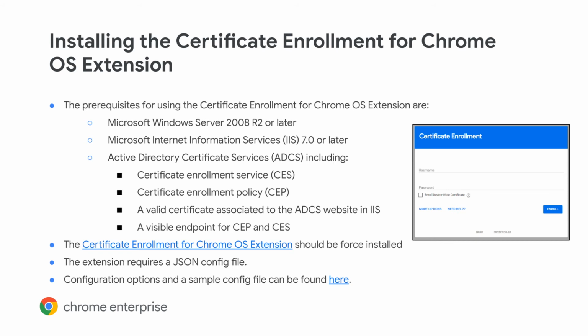The Certificate Enrollment for Chrome OS extension should be force installed at the user sessions that are going to make use of it. And you can do this in the same manner that you would force install any other application on a Chrome OS device. So through the apps and extensions page in the Google Admin Console, look it up in the Chrome Web Store, and then set it to force install.